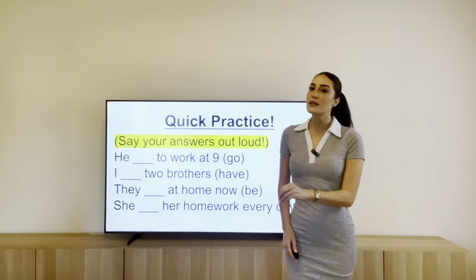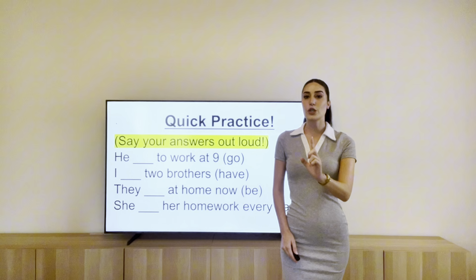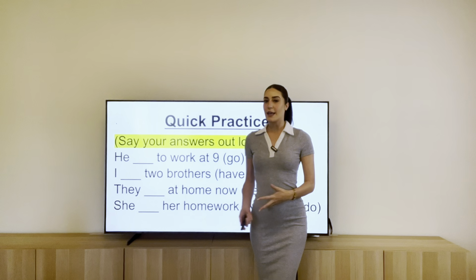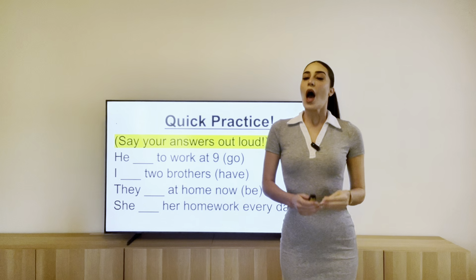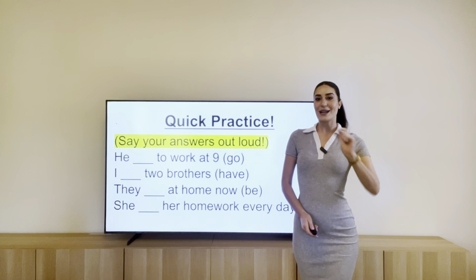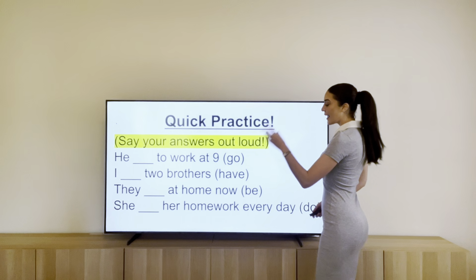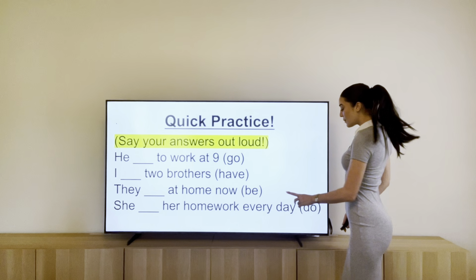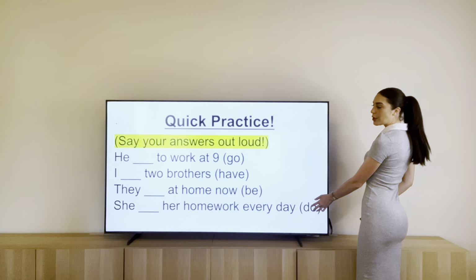Not they is. Is singular. When we are talking about more than one person, or more than one thing, you would say they are. So if you got that correct, that's another tick. They are at home. All right, and the last one, the verb is do, okay?